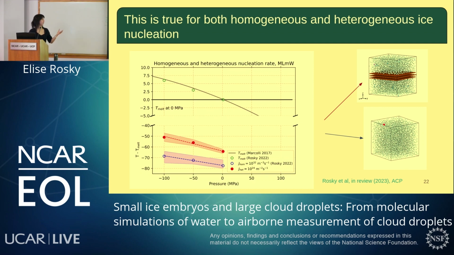And this figure just shows that, again, in pressure-temperature coordinates, for both homogeneous and heterogeneous freezing, we see the same increase in freezing temperature with negative pressure.